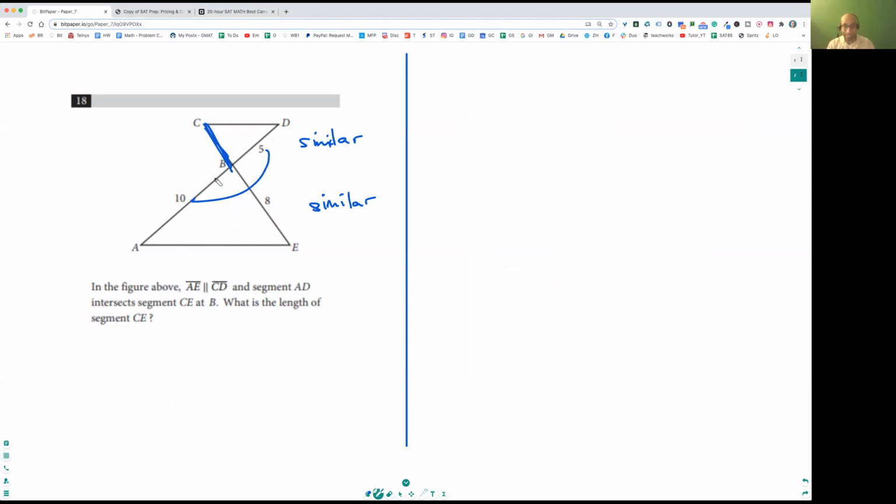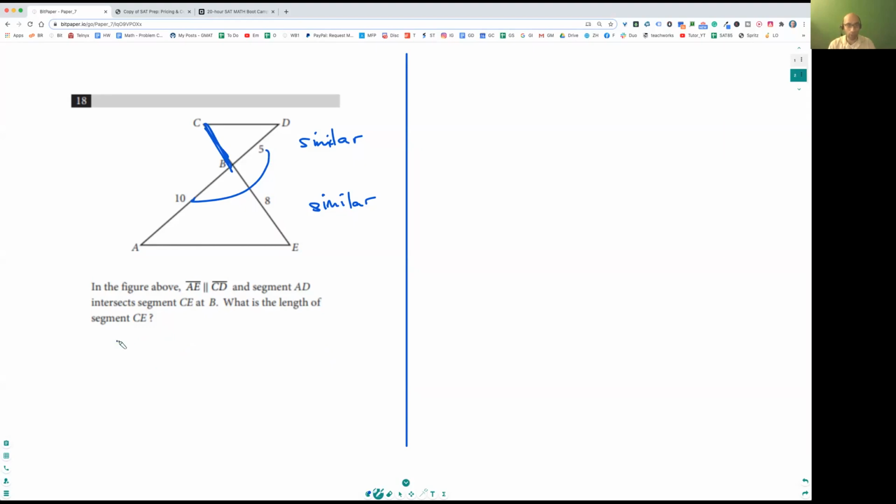Remember the whole idea. They've never mentioned it's similar, right? So the hint to you is that as soon as you see this, or they might even write it, AE is parallel to CD, as soon as they write it, it should click. This means these two triangles are similar, right? And then you know what to do. You're just going to write the ratio. Again, we've done this many times in my class. That's why people are able to answer this.